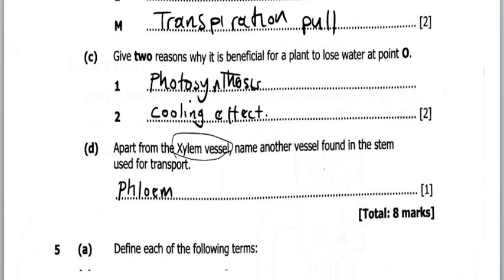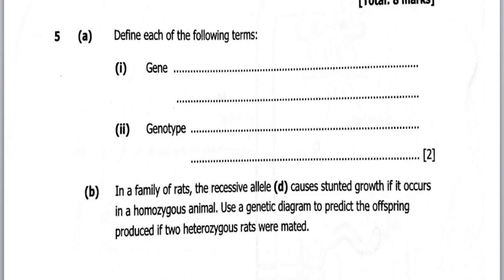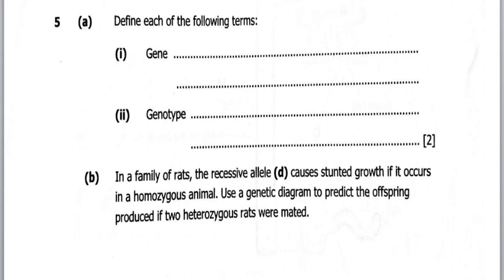We proceed. Look at another question. Question 5. Define each of the following terms. A1, a gene. How can we define a gene? A gene is defined as a basic unit of inheritance. As simple as that. What of genotype? Genotype is defined as the genetic makeup of an organism.